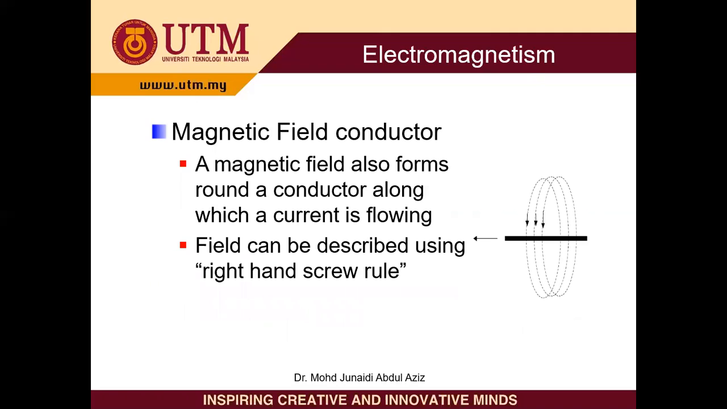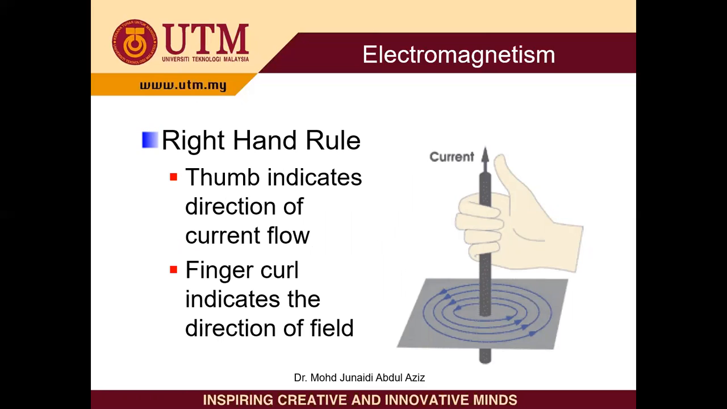This one is the same, and this is what we have when you have a current. When you have a conductor and current is flowing inside it, you will produce a magnetic flux around it. The direction of the magnetic flux can be found by using the right hand screw rule. Your thumb is the direction of the current, while your other fingers determine the direction of the flux produced by the current. So this is what we call the right hand rule.